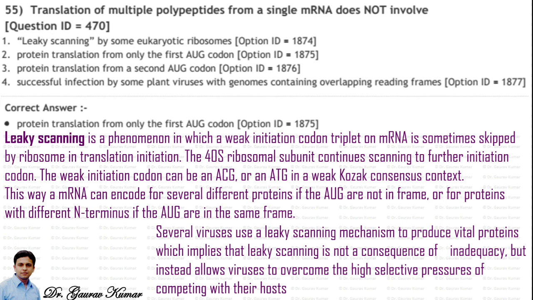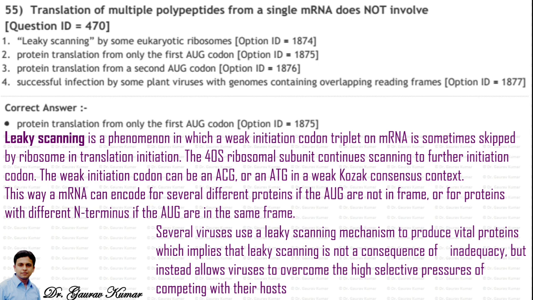It is very important to note that leaky scanning is actually observed in various viruses, especially plant viruses. Several viruses use a leaky scanning mechanism to produce vital proteins, which implies that leaky scanning is not a consequence of inadequacy, but instead allows viruses to overcome the high selective pressure of competing with their host. If you just read the name leaky scanning, you feel that some mistake has happened when the ribosome scans the mRNA. No, actually this is not a mistake. In fact, some viruses use this leaky scanning mechanism to produce multiple proteins at a time.